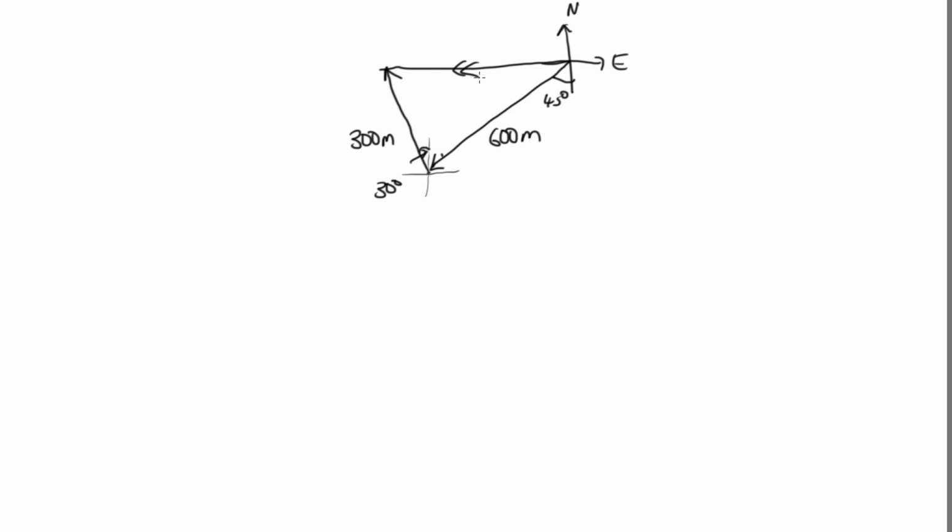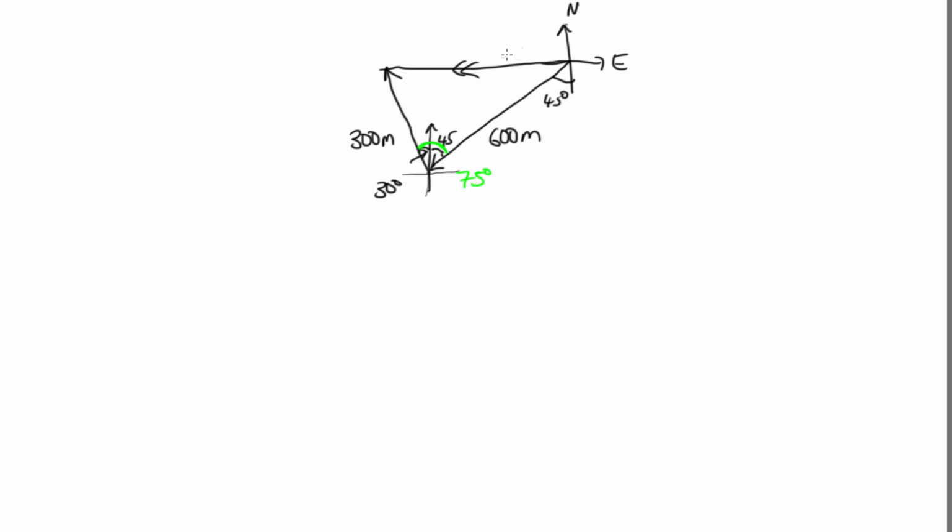Now we need to work out what this resultant vector is. This angle here is 45 degrees, so considering that these two compasses pointing north are parallel lines, here we've got alternate angles on parallel lines, so that angle in there is 45 degrees, and so this total angle here is equal to 30 plus 45, so that's 75 degrees.